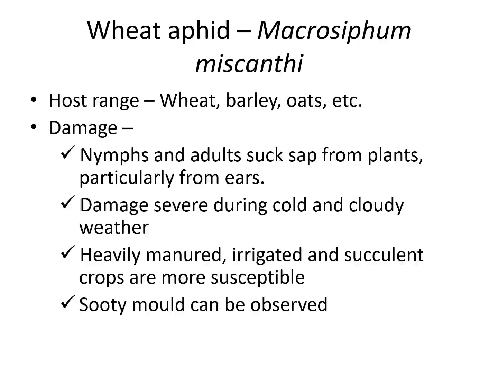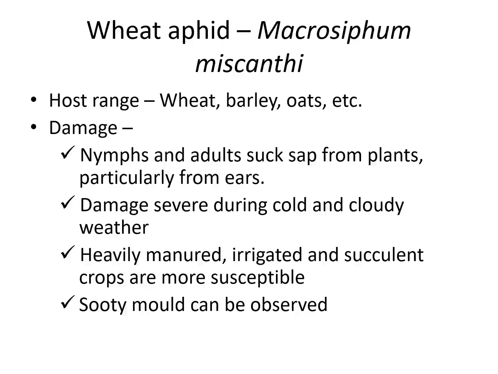The first one is wheat aphid, that is Microcyphum miscanthi. See the host range of this aphid pest. It damages crops such as wheat, barley, oats, etc. All these crops, wheat, barley, and oats, are rabi cereals, and these aphids damage the crop when the weather is cold and cloudy. So it won't be damaging any crops when the temperature is extremely high in North India. It damages the crop when the temperature is low. So this is a pest of almost all the cereals which are planted during Rabi, that is wheat, barley, and oats.